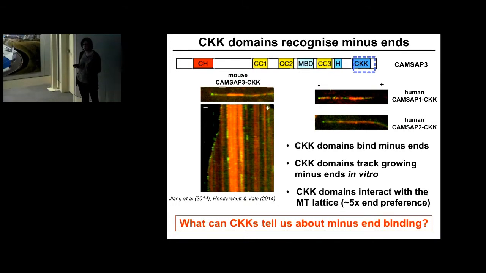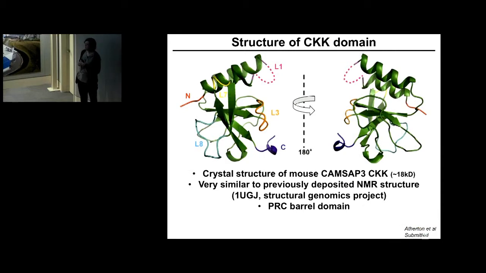This was the context for our structural work. There was an NMR structure of a CKK domain deposited by a structural genomics project some time ago, but it was essentially a domain of unknown function at that point of deposition. So our collaborator, Michel Steinmetz, who many of you will know, resolved the structure just so that we could be very clear about the set of interpretations we were going to be making about this domain. And this is what it looks like. It's a relatively small and compact domain with several rather flexible loops that are intriguing in terms of potential interactions with the microtubule.